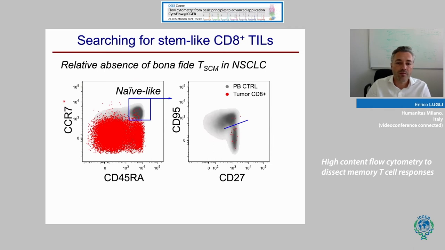So we applied classical flow cytometry by using a number of markers that we described before, and we searched for these stem-like CD8s in the TILs. This is a representative patient with non-small cell lung cancer, but you can see here that there is basically a very small population of cells responding to this phenotype. So double positive for CCR7 and RA, and then expressing also CD95. So you can really count the cells. There were like three cells in this individual. So we were a bit disappointed, but nevertheless, we didn't give up.